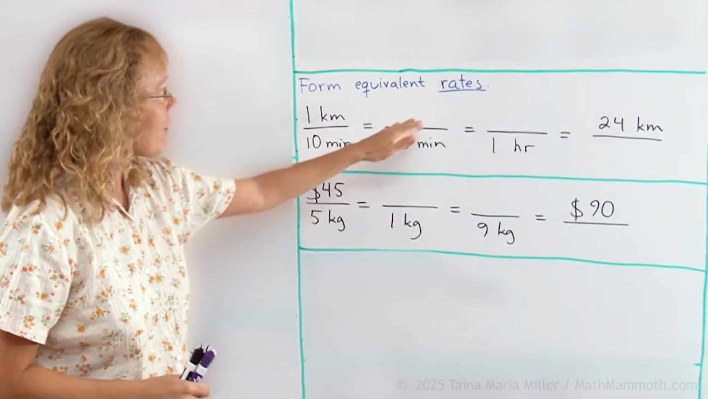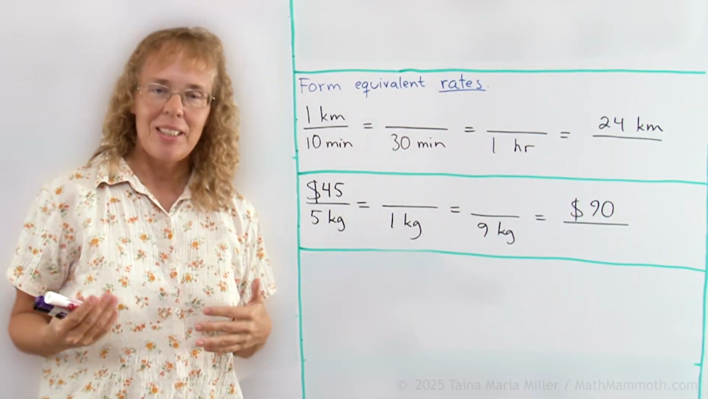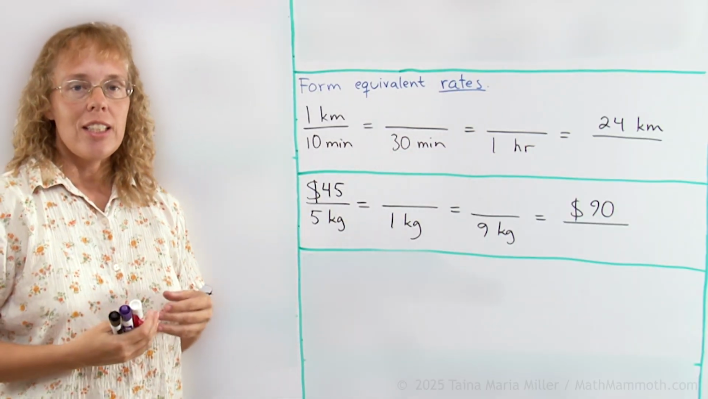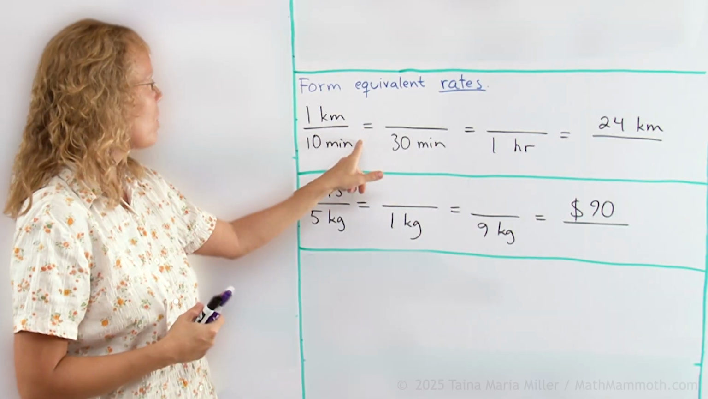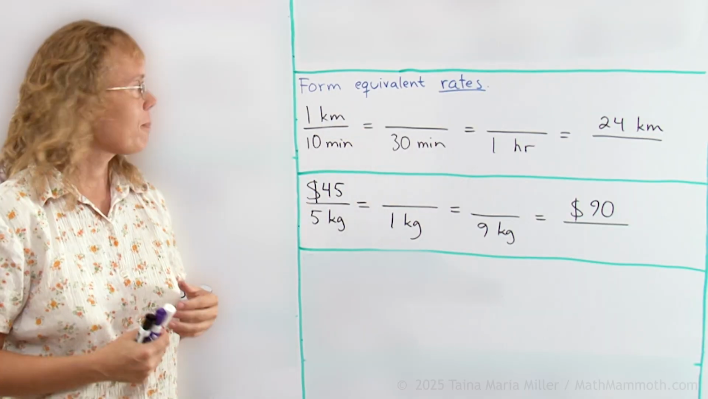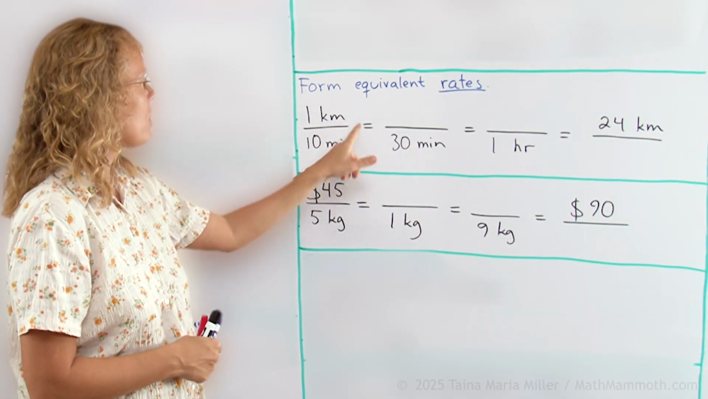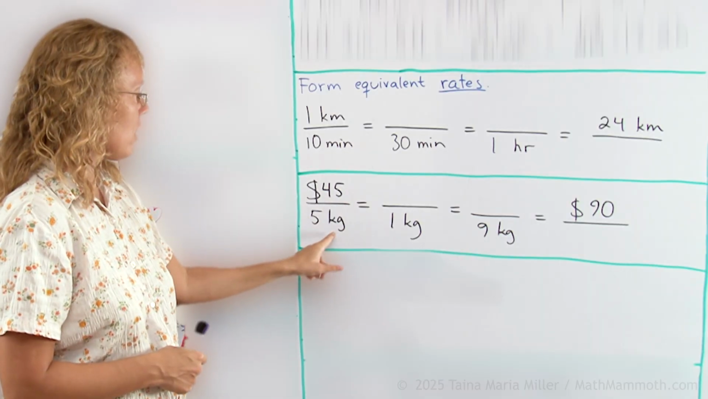Here we're going to study rates. Now what is a rate? It's a special kind of ratio. It's a ratio where these two terms have different units. Okay, such as kilometers and minutes, or dollars and kilograms.